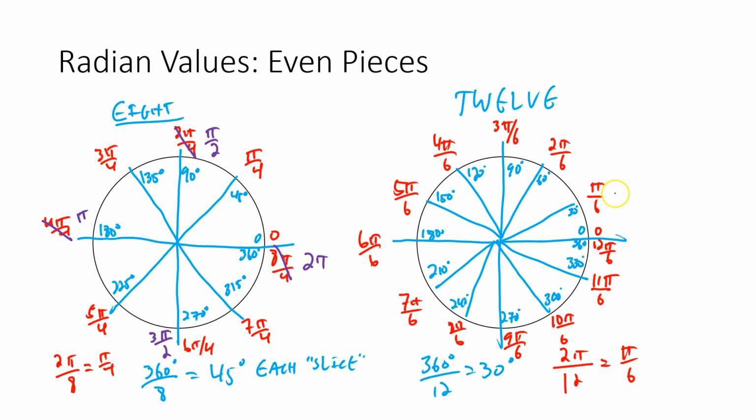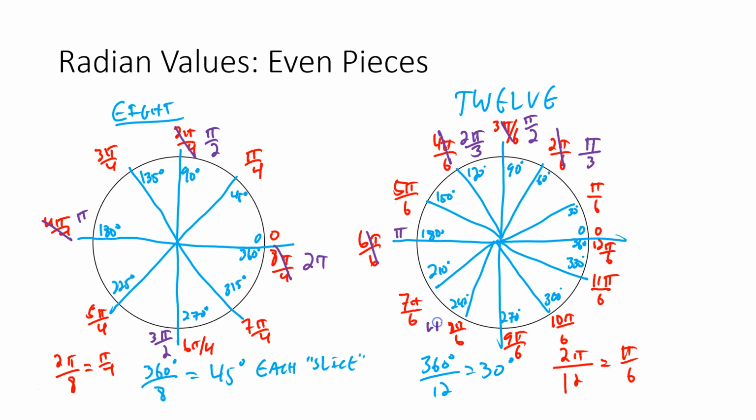So the pi over 6 I can't change. 2 pi over 6, that's pi over 3. 3 pi over 6 reduces to pi over 2. Whoop, 2, not 6. 4 pi over 6 reduces to 2 pi over 3. 5 pi over 6 I have to leave alone. 6 pi over 6, that's just pi. Notice that these line up, right? The top, bottom, left, and right on the circle are going to be the same on the 8 as on the 12. 7 pi over 6 I have to leave alone.